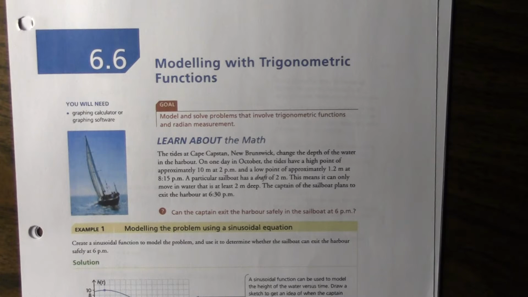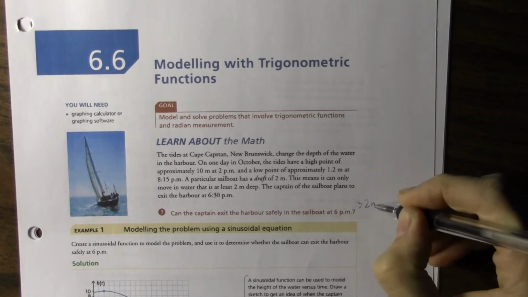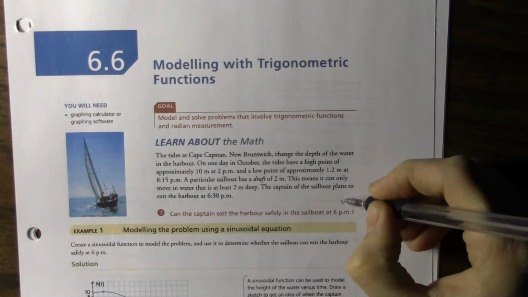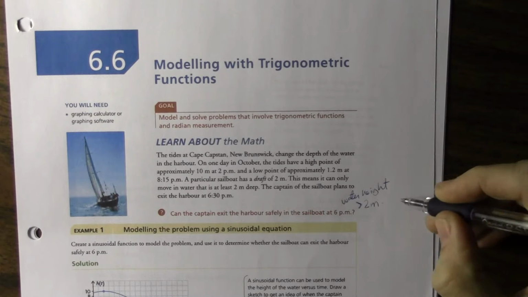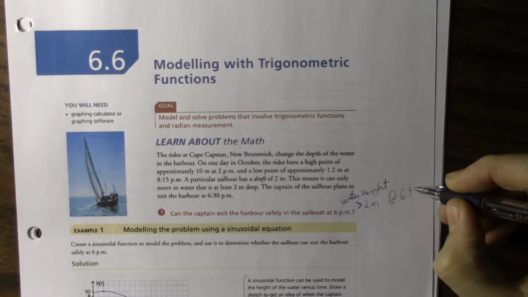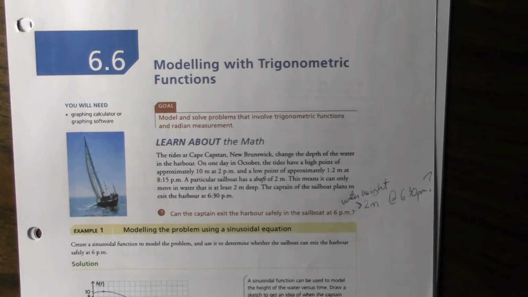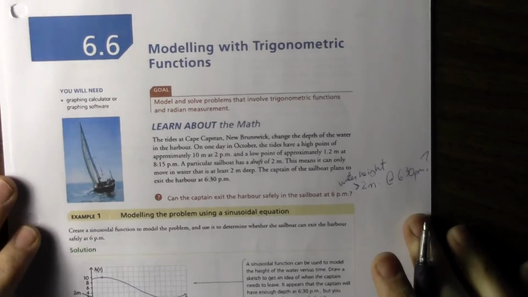So in other words, it's asking us, will the height of the water be greater than 2 meters if his draft is 2 meters? Sorry, at 6:30 p.m. So water height greater than 2 meters at 6:30 p.m. Okay, so that's what the question's asking us.